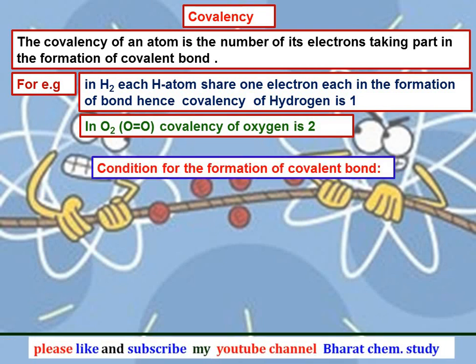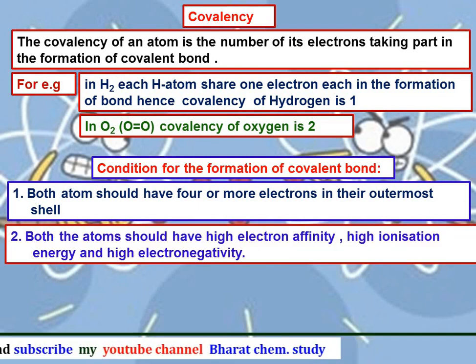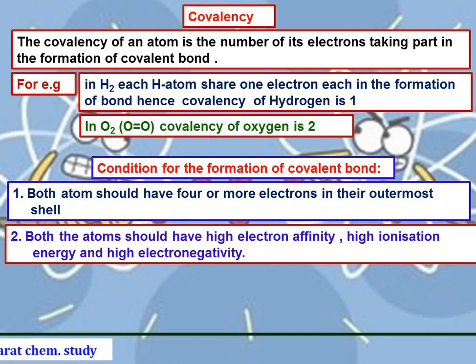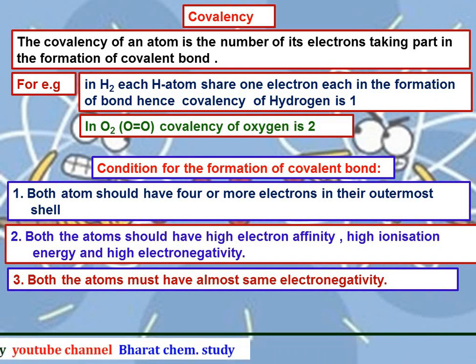Conditions for the formation of a covalent bond. Both atoms should have 4 or more electrons in their outermost shell. Both the atoms should have high electron affinity, high ionization energy and high electronegativity. Both the atoms must have almost the same electronegativity.